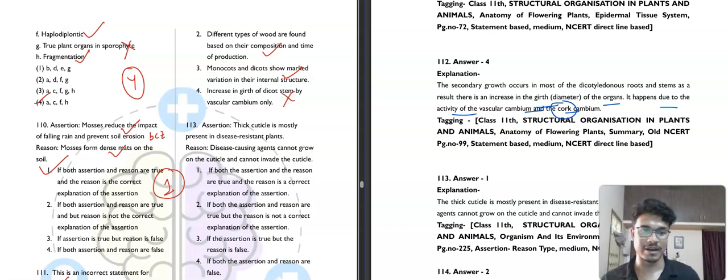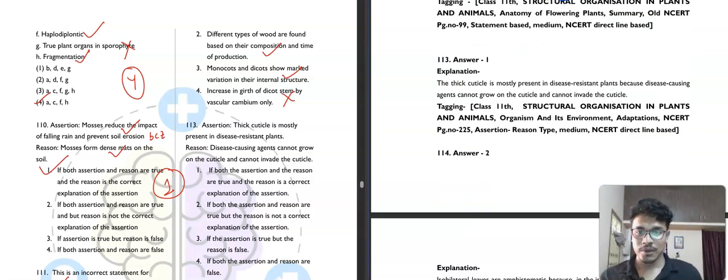Then question number 130. It is saying that thick cuticle is mostly present in disease resistant plants. Okay, this is correct. Then disease causing agents cannot grow on the cuticle and cannot invade the cuticle. This is also correct. Now you put a 'because' here. The thick cuticle is mostly present in disease resistant plants because the disease causing agents cannot grow on the cuticle and cannot invade the cuticle. As simple as that. So assertion is correct, reason is correct, and reason is correctly explaining the assertion. So the first option will be our correct answer for this question.